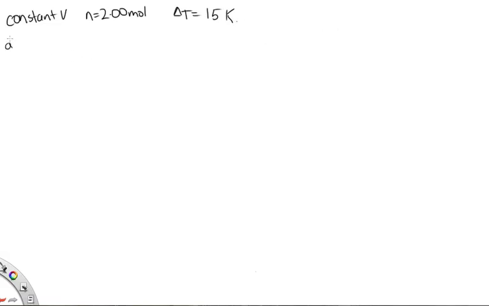So part A asks what work W is done by the gas. So this would have the opposite sign to the work done on the gas. But as it's a constant volume process, we know that the work done is 0.